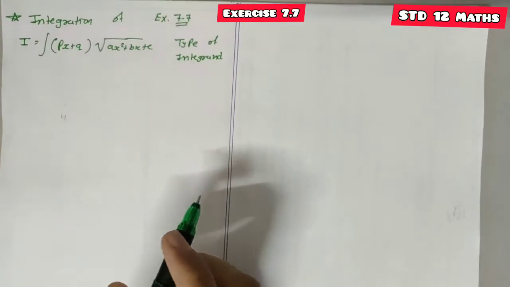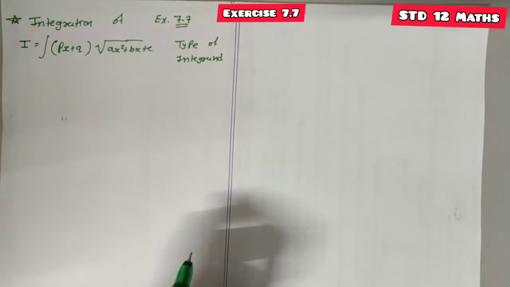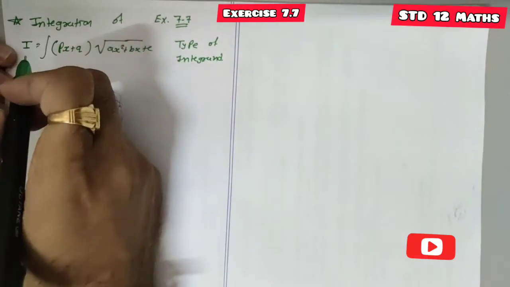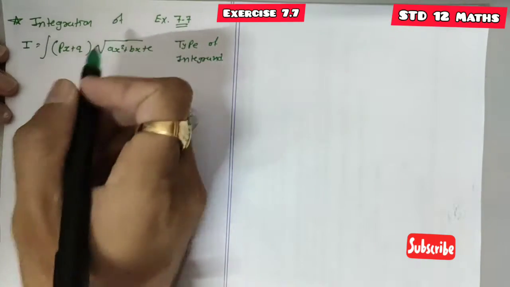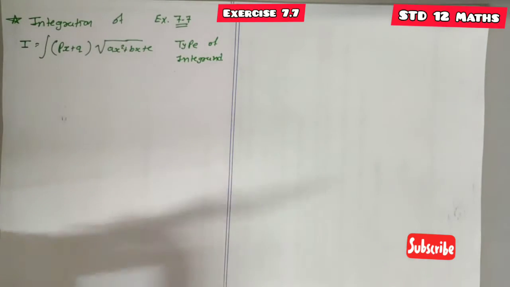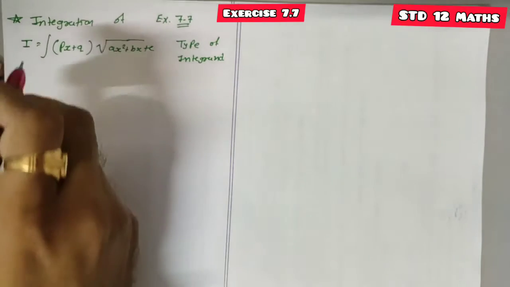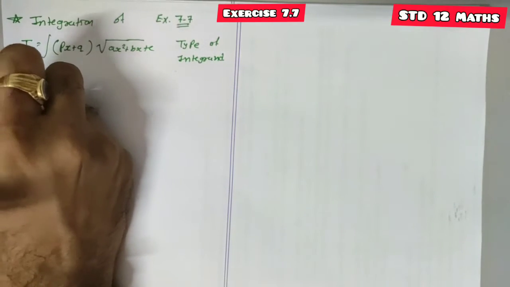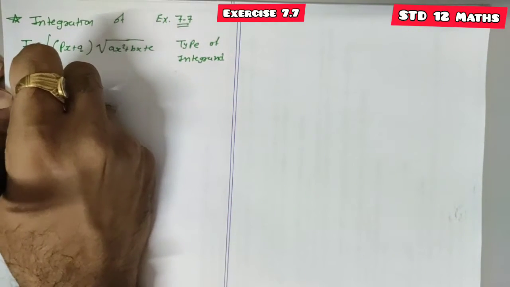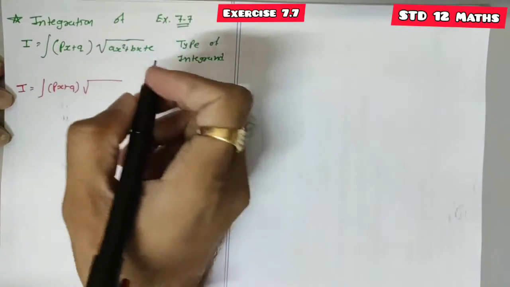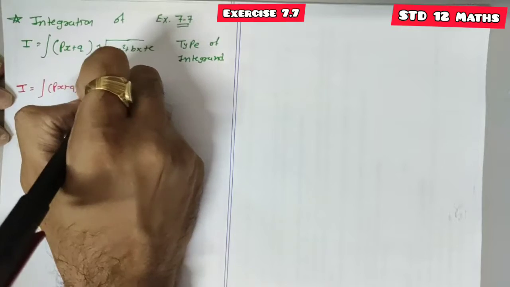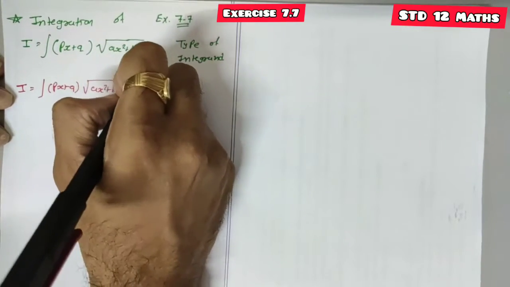Last type of formula, that is our exercise 7.7. Only three sums are there. So here you have to integrate px plus q into square root of ax square plus bx plus c type of integration. So for this type of integration, what you have to do? So here, if our I is px plus q into square root of ax square plus bx plus c dx is there.